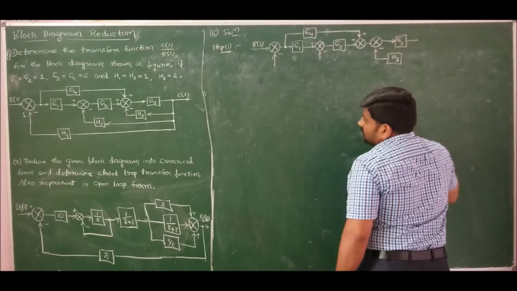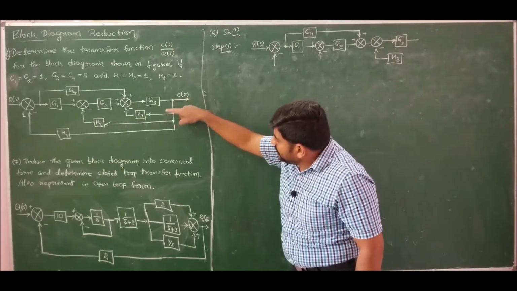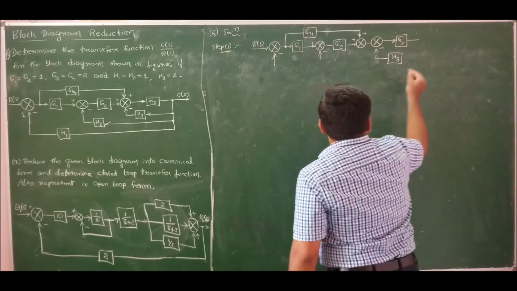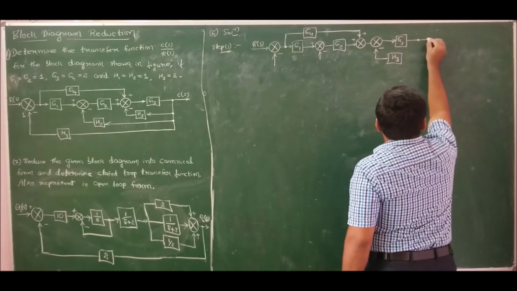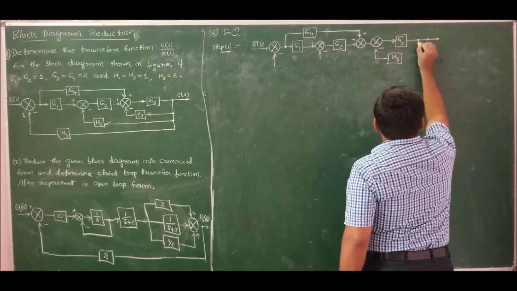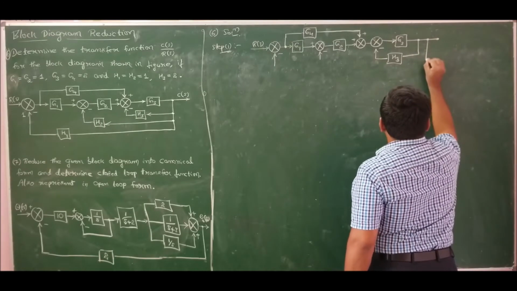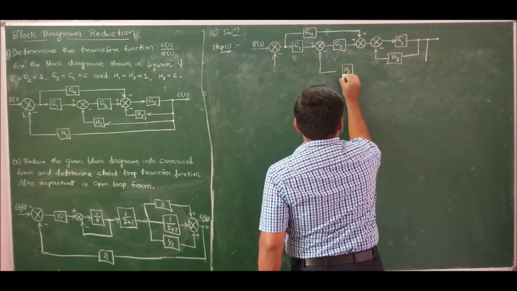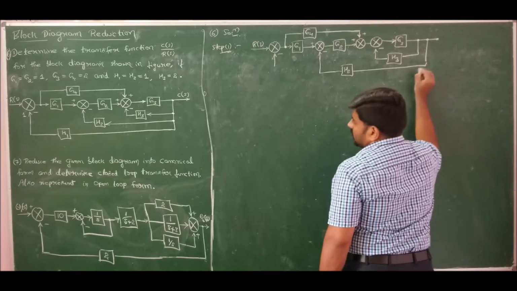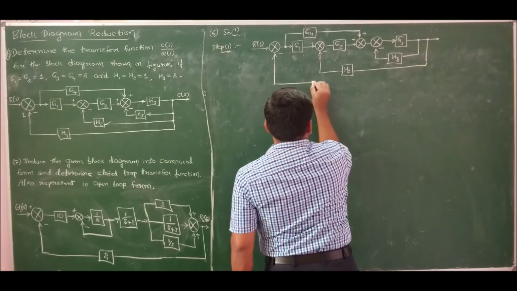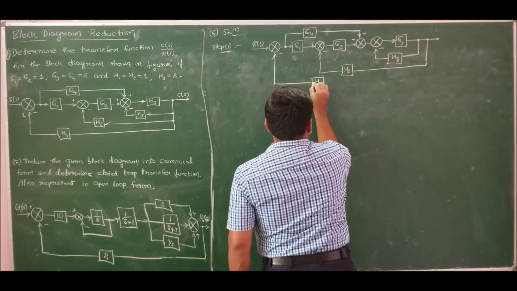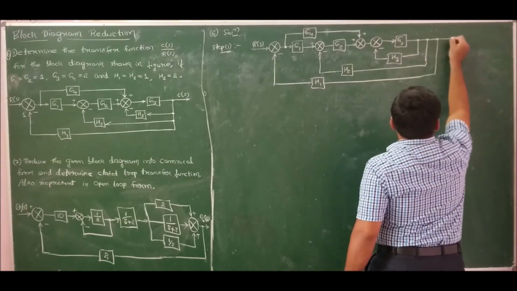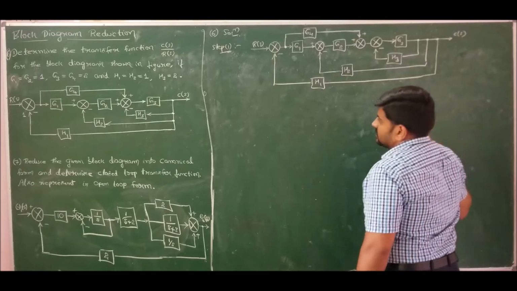And a careful observation will reveal that we have three feedbacks going from the same point. So therefore connect all these three to the main line. So write it separately, I will get three takeoffs: one for H3, one for H2, and one for H1. And finally we have the output C of s.